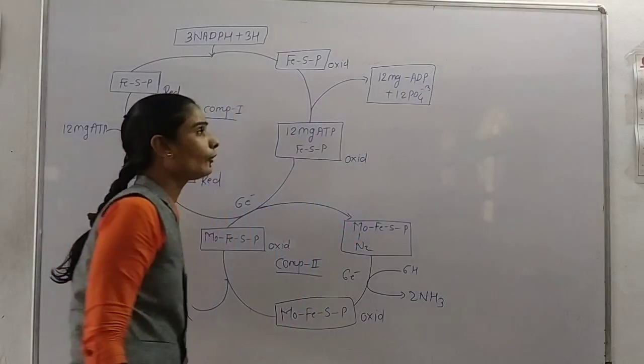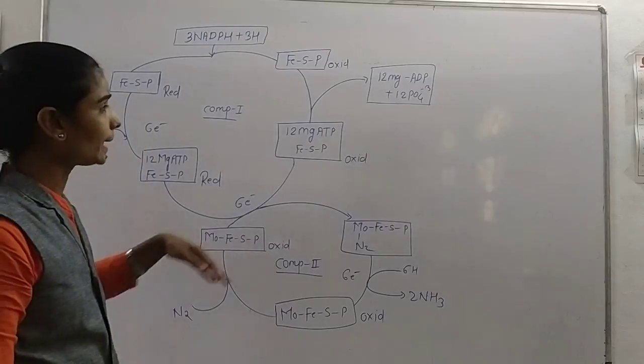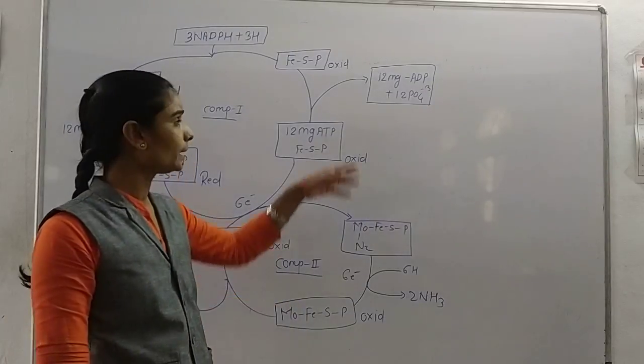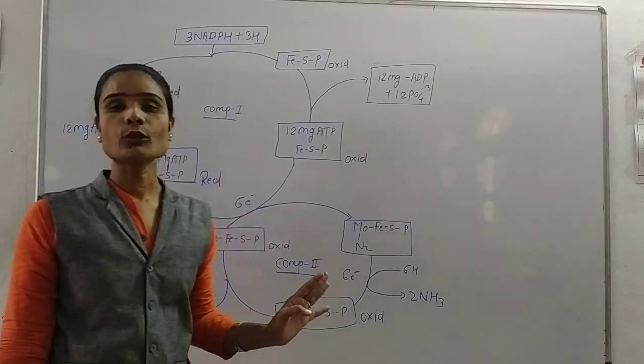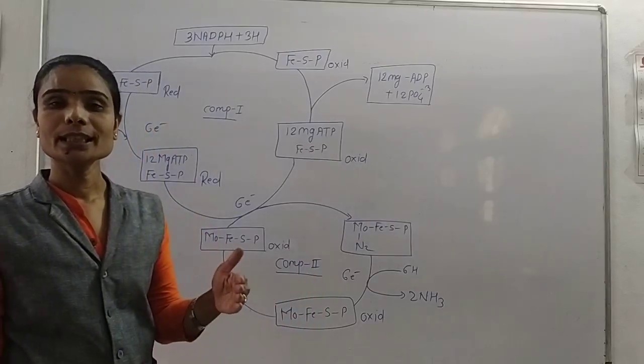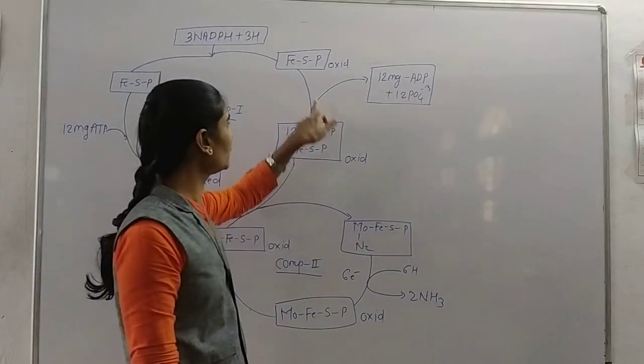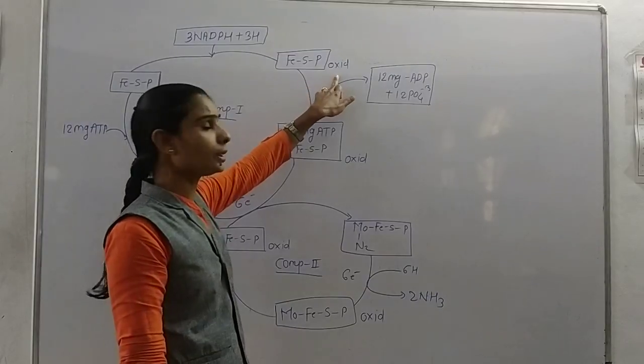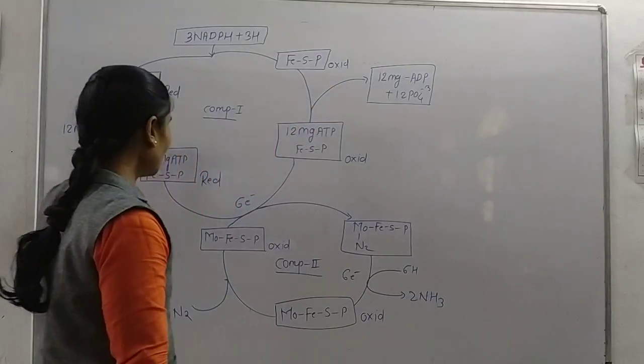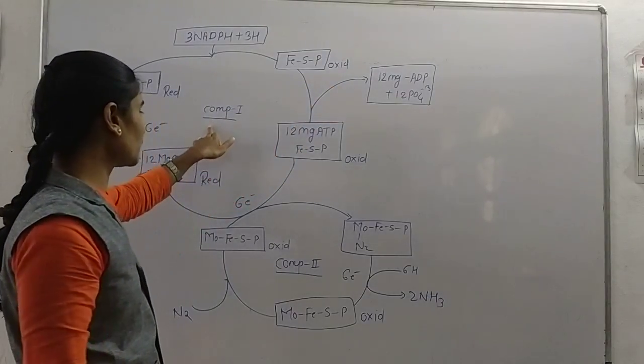plus 12 phosphate molecules, that is ADP, adenosine diphosphate, and phosphate. All these are forms of energy which release energy in the living system, and again we get the iron sulfur protein, our original molecule. So the cycle is continuous for component 1.